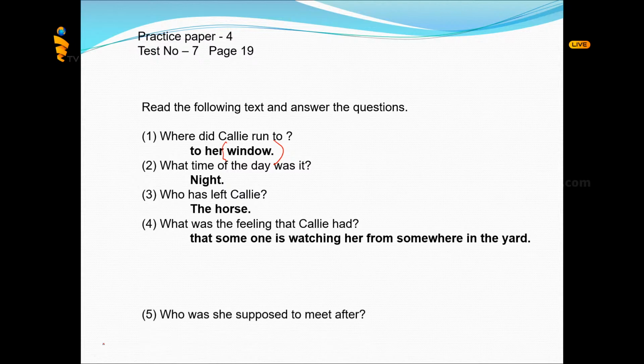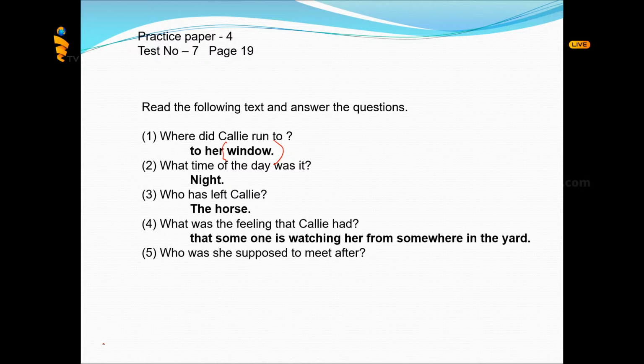Next question is, children, who was she supposed to meet after? In the last line. Now see, according to sequences, we are coming down to the last line. There it says she was supposed to meet Josh and Amy at 5. So the answer is, children, Josh and Amy.